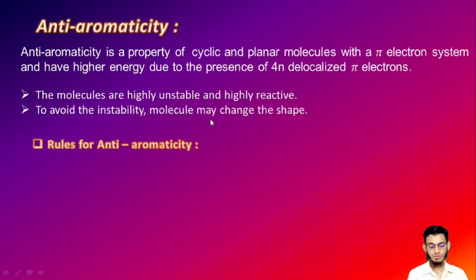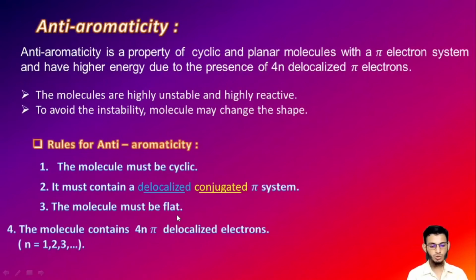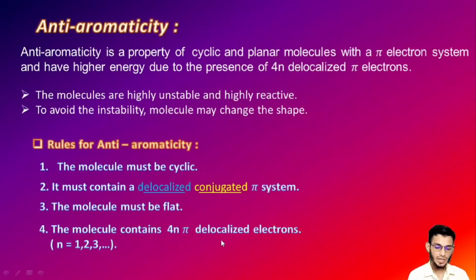What are the rules? Because we require rules. First, same as aromaticity, the molecule is cyclic. Second also same, third also same, they must be flat, and the fourth rule is that they have 4n pi electrons. Okay, remember this one thing. So it will be anti-aromatic, and n is equal to 1, 2 and 3. Remember, not 0. Because if you count n equal to 0, you will get 0 pi electrons, but systems have some pi electrons. Okay, so n is equal to 1, 2, 3.